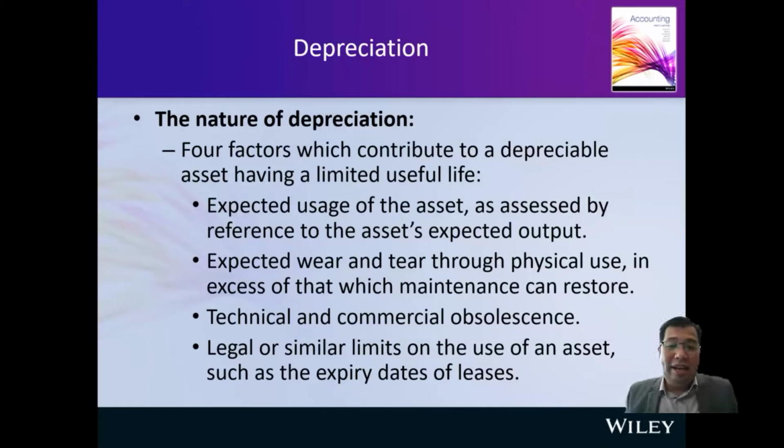Next one is legal or similar limit on the use of asset, such as expiry date of leases. You sign the contract with the manufacturer company, the automobile company, you're going to lease for 5 years. So after 5 years, you're going to return back the car. So that's why you have to provide the cost, the depreciation for 5 years.